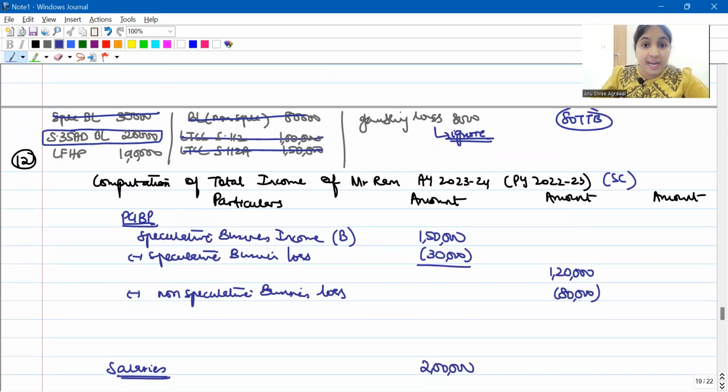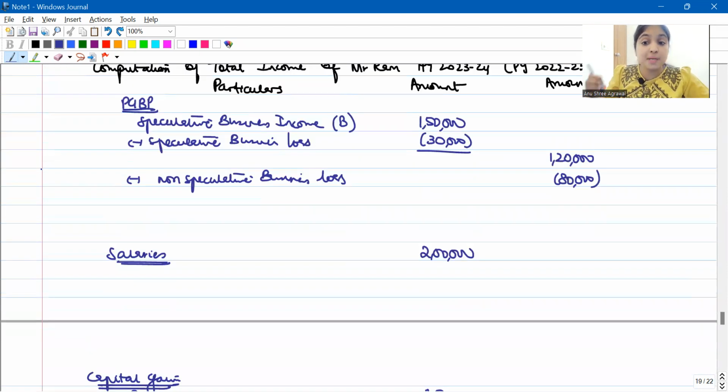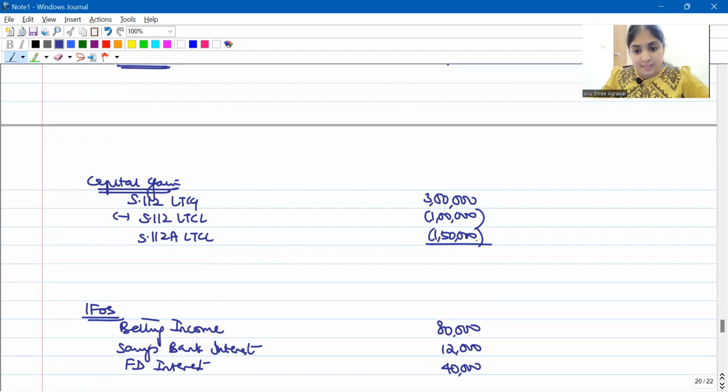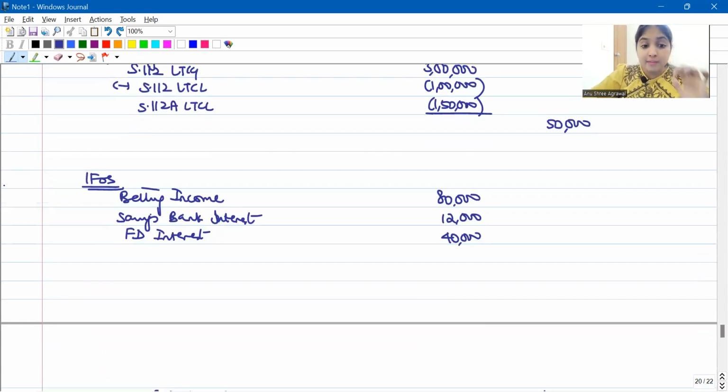Now we'll step into inter-head adjustment. Only one loss we are left with, which is loss from house property. Play a little smart here. PGBP, we still have 40,000 PGBP left. Okay, I can adjust my loss from house property against PGBP. I can adjust it against salaries. Here I have 2 lakhs. Capital gains, I still have 50,000 left. I can adjust against capital gains also. In IFOS, see, I can't adjust against betting income, but against these two incomes, I can adjust.